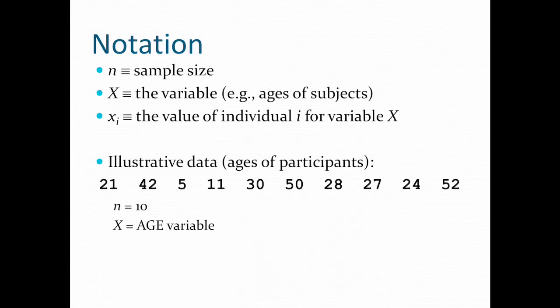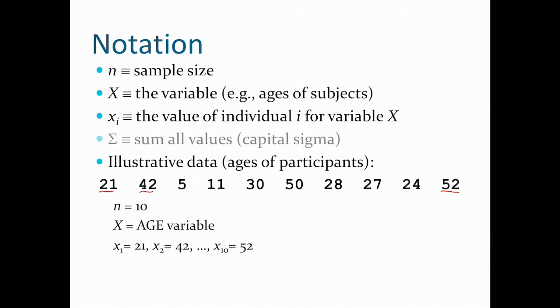Next we have x subscript i, which is the value of individual i for variable x. Here we have x sub 1 equal to 21, because that is the first number we see here. x sub 2 is going to be 42, and so on and so forth, and x sub 10 would be 52. So x sub i is the value of the individual for the variable we are looking at.